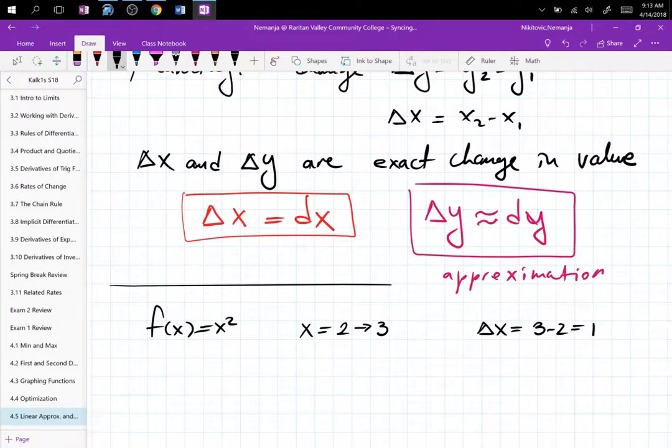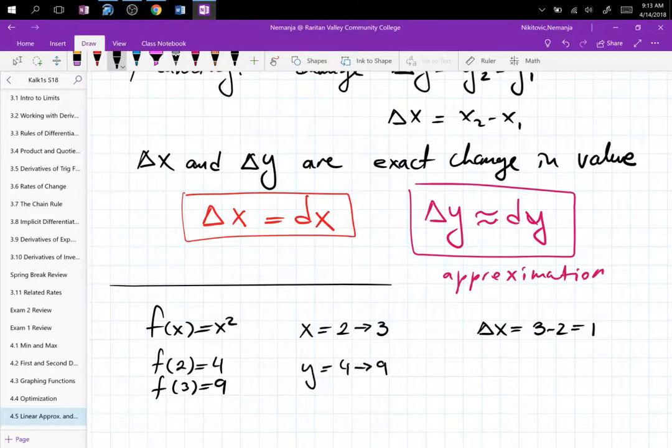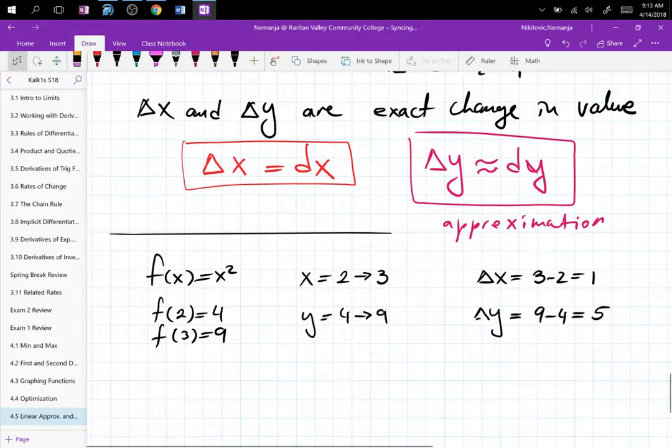Now let's see what happens with the f of x. Well, f of 2 is going to be 4, and f of 3 is 9. So we see that the y value actually grows from 4 to 9. So delta y is 9 minus 4, which is 5. What you see here is the exact change.